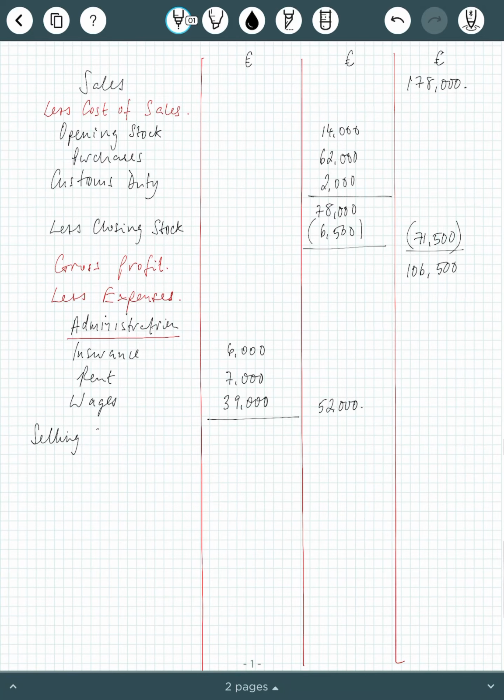Selling and distribution. What it says in the title basically means anything that's directly associated with selling or distributing the product. If you go back up here, you can see the first one you're going to put in is carriage outwards. Carriage is a business term for transportation, and carriage outwards would be to deliver your sales. So that is directly associated with selling. Your carriage outwards there is €4,000.